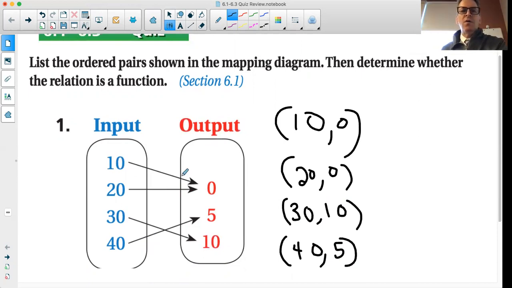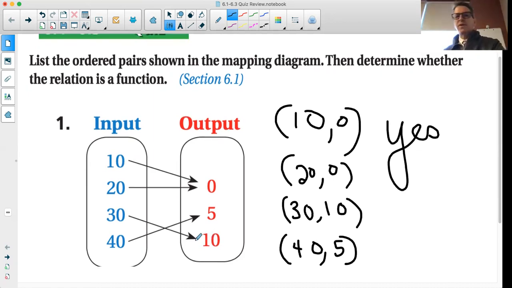Okay, so what is the question? Is this relation a function? And it is a function. So your answer is yes, it is, because for each input, there's exactly one output. So your answer for number 1 would be these ordered pairs, and you answer yes, it is a function.